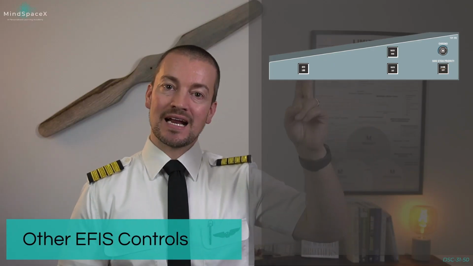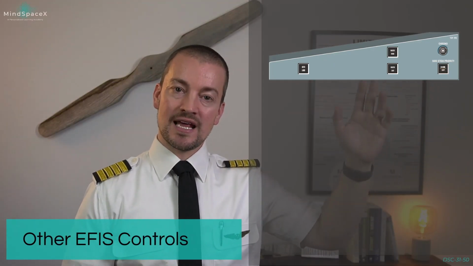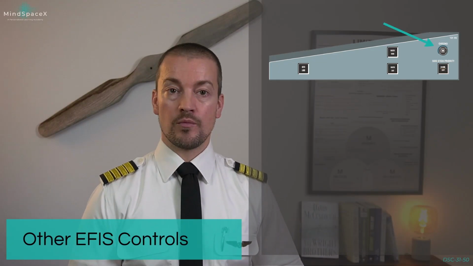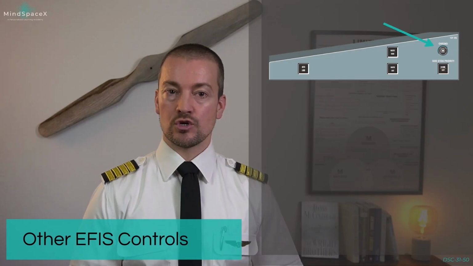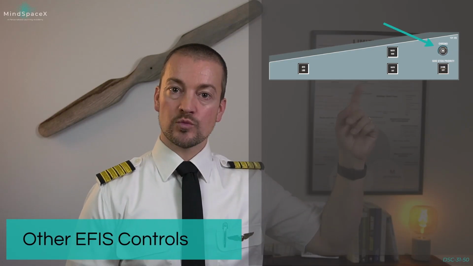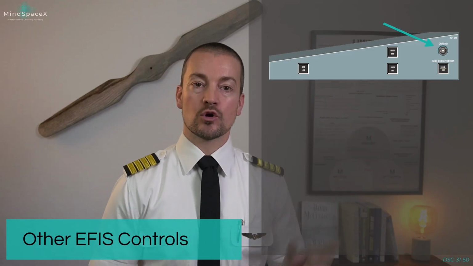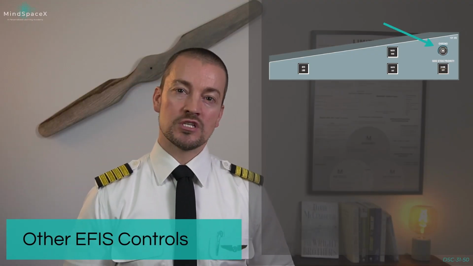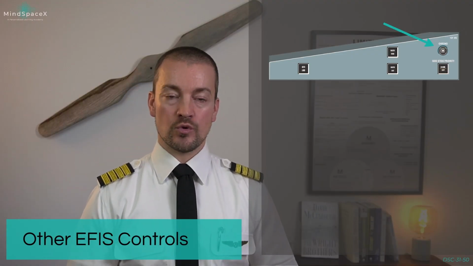On my glare shield, to the left and right of the EFIS control panel, I also have a chrono button dedicated to the EFIS control panels. Pushing this will start a timer, which puts a little chrono watch, a stopwatch, on the ND. Pilots use this for various reasons during operation.